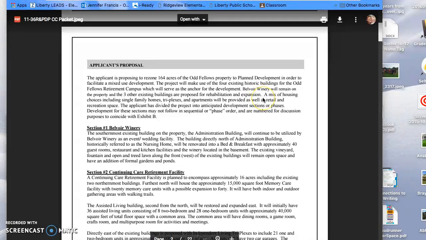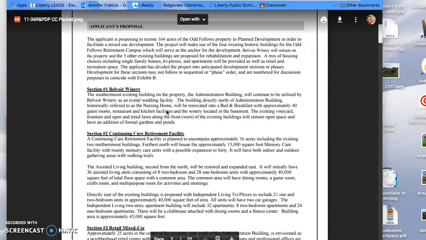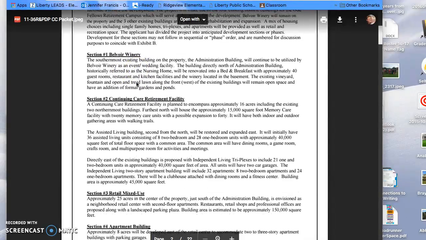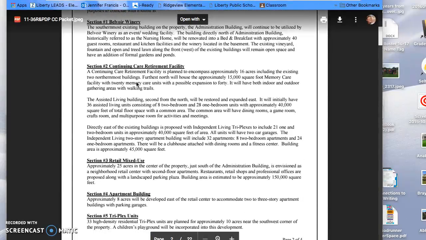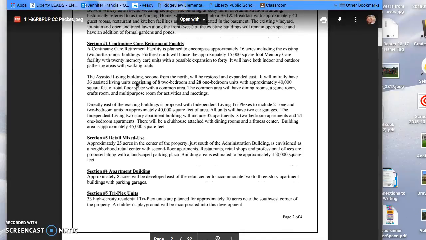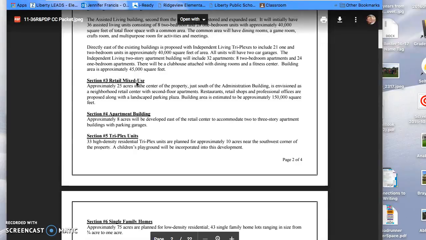So here in their proposal, they are proposing a mix of housing choices that would include single-family homes, triplexes, and apartments, along with retail and recreation space. So they have taken the land, and like I said, they have broken it into different parts. Okay, Section 1, this is the business that already exists, and it's a winery. Section 2, they want a continuing care retirement facility. So they are proposing that 16 acres of the land be a facility for retirees.